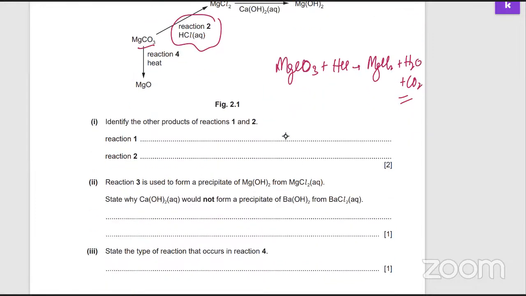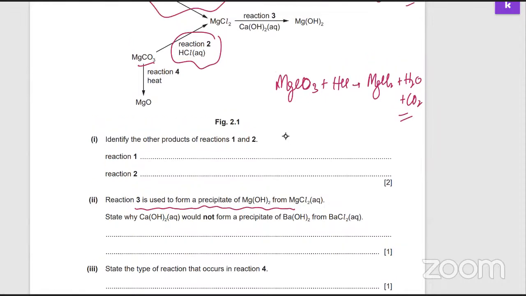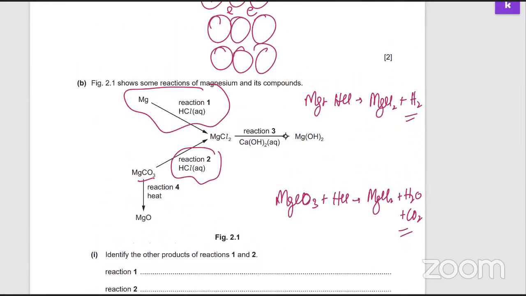State why calcium hydroxide would form a precipitate. He says in reaction number 3, a precipitate of Mg(OH)2 is formed from MgCl2. Why do MgCl2 and calcium hydroxide form a precipitate?